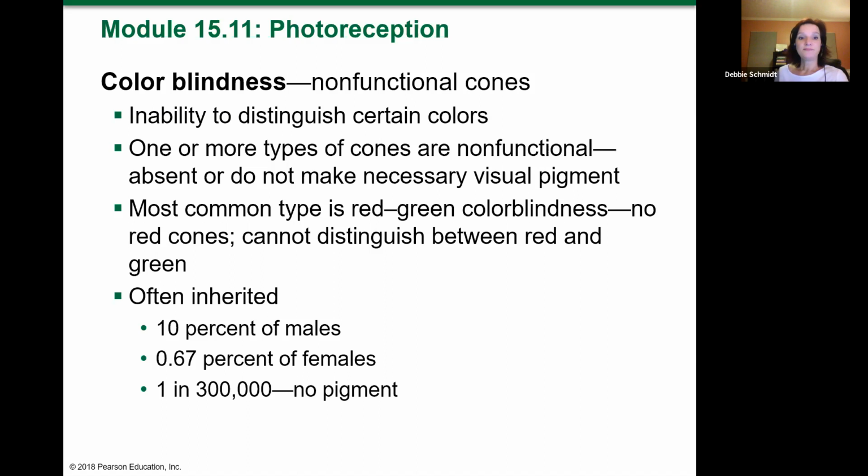Most common is red-green color blindness, so you don't have any red cones, and you cannot distinguish between red and green. This is often inherited. It is a sex-linked characteristic. The end of ANP2 will make a good example of this, showing how it's mostly males that are affected, and it's very rare in females. About 10% of the male population is colorblind, whereas less than 1% of females are. And only 1 in 300,000 people have no pigment receptors at all.